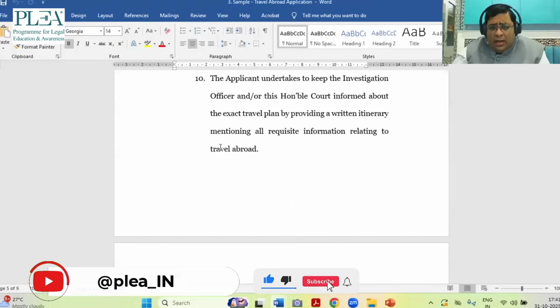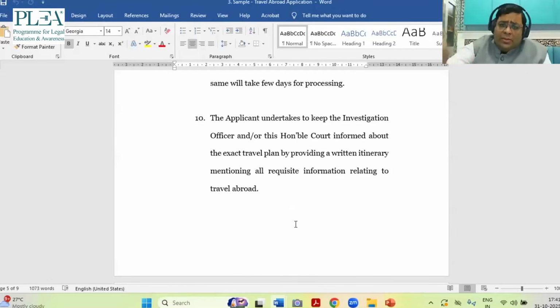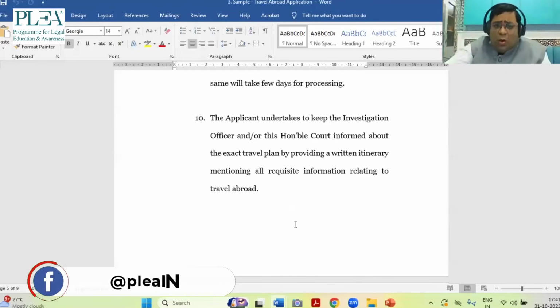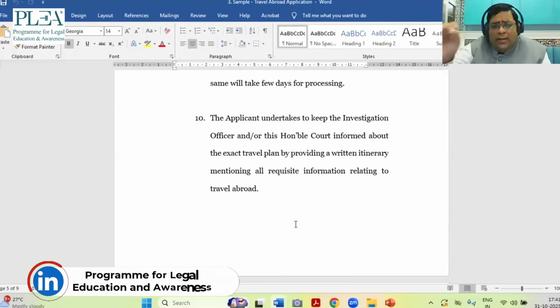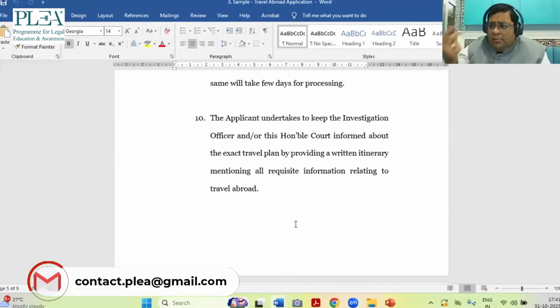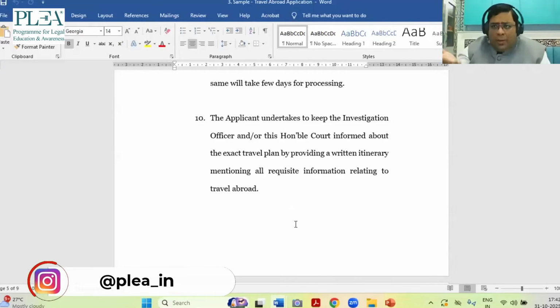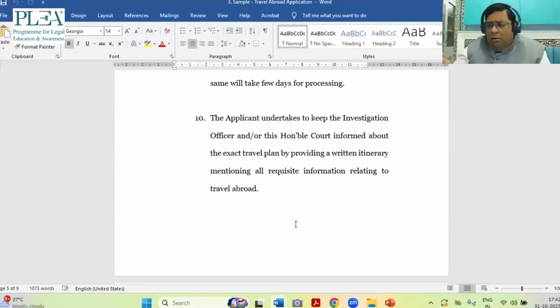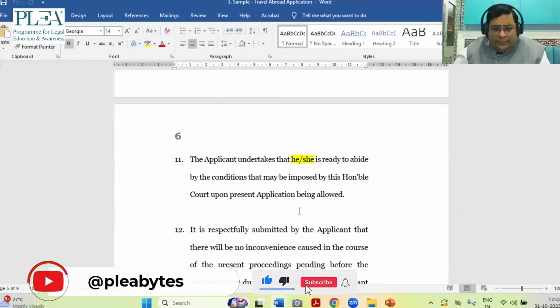The applicant undertakes, this is the part which I was saying in the presentation, that the applicant undertakes to keep the investigating officer, that is the IO, and this honorable court informed about the exact travel plan by providing a written itinerary mentioning all requisite information. It will also include the flight tickets, travel details, hotel bookings, persons whom he will be meeting, purpose of travel, any other information, contact details, email ID, mobile numbers, etc.